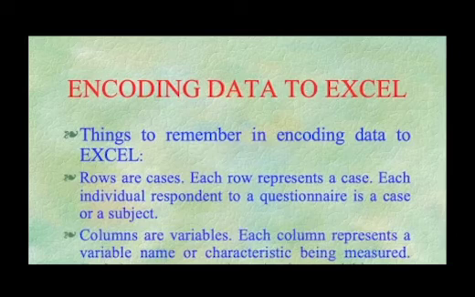And columns represent variables. Each column represents a variable name or a characteristic that you want to measure. Each item on a questionnaire is a variable. Each item is a column. So for example, ID number, the age, sex, weight, height, etc.